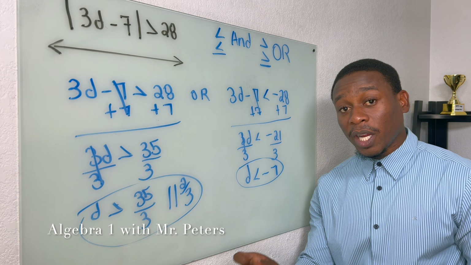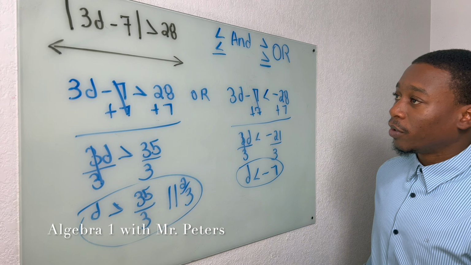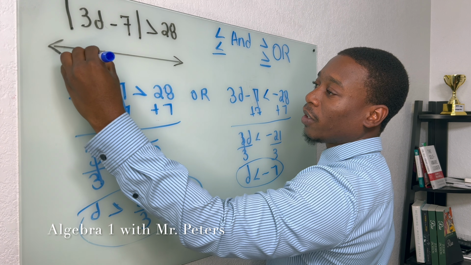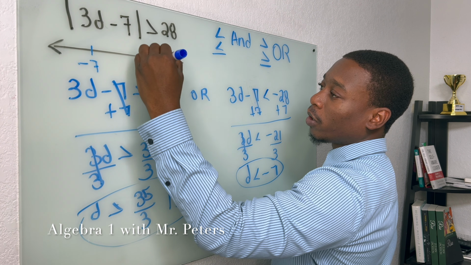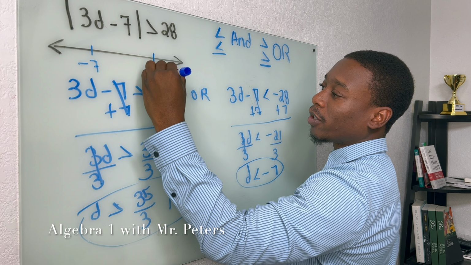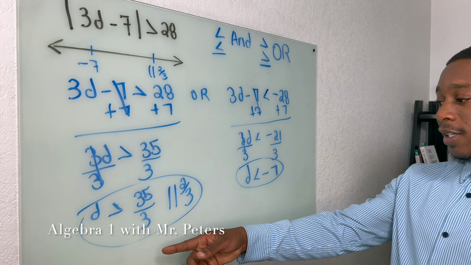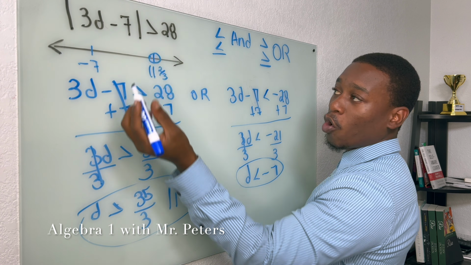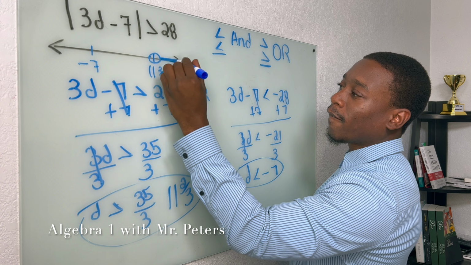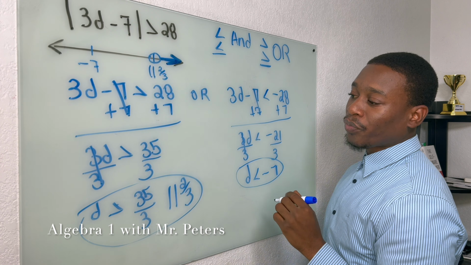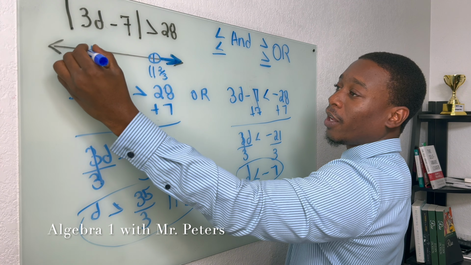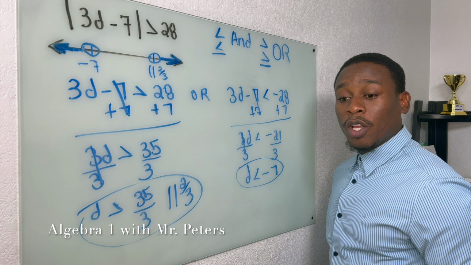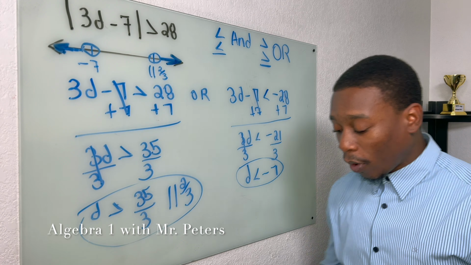And just to double check that we did it right, we're going to graph them. I'm just going to estimate on my number line. So we have negative 7 here, and let's put 11 and 2/3 here. When we look, it says that D is greater than 11 and 2/3. We know we have an open circle because it's just greater, so this is going in this direction. Then the other one, D is less than negative 7, going this way in the opposite direction. So we know that our work is correct.